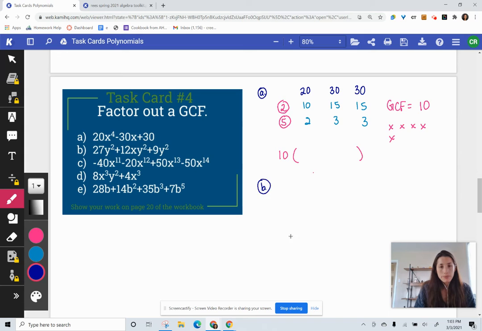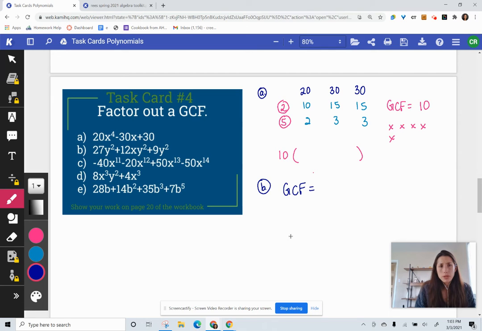Question B, we've got 27, 12, and 9. So I'm going to think about the number 9 first. I know 9 doesn't go into 12, it does go into 27. And then I'm going to start thinking of factors of 9. The only factors besides 1 and 9 would be 3. So then I'm just going to check, does 3 go into all of these? Okay, so 3 does go into each of these. I know 3 goes into 9, it goes into 12, it goes into 27.